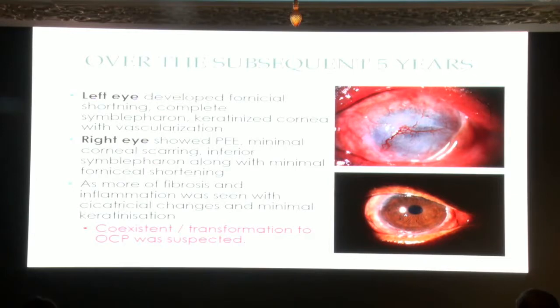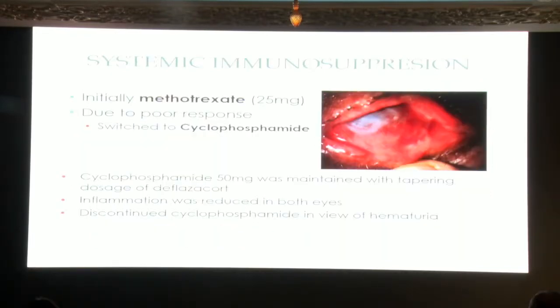Over the subsequent 5 years, the left eye had fornicial shortening, complete symblepharon, and keratinization of the cornea. The right eye also started showing changes of fornicial shortening with symblepharon. However, the cornea was not as bad as in the left eye. Since there was more fibrosis and cicatricial change, we suspected either a coexistent OCP or a transformation to OCP. Hence, the patient was started on systemic immunosuppression.